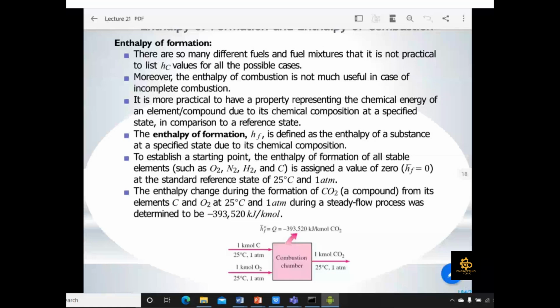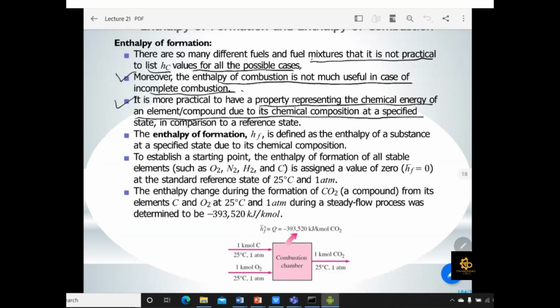Okay, so there are so many different fuels and fuel mixtures that it is not practical to list the HC value for all the possible cases. Moreover, the enthalpy of combustion is not very useful in the case of incomplete combustion. So it is more practical to have a property representing the chemical energy of an element or compound due to its chemical composition at a specified state in comparison to the reference state.